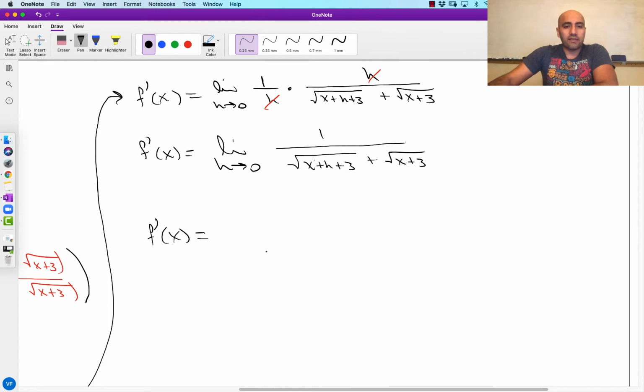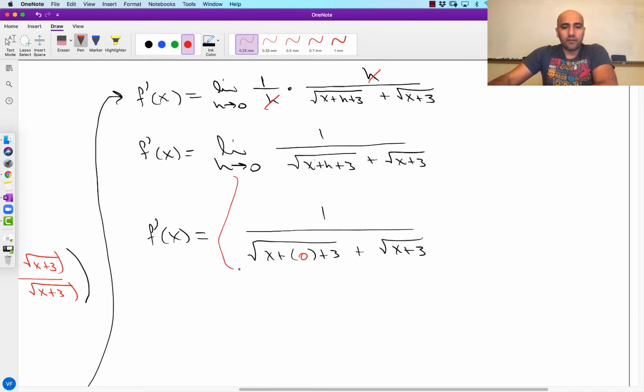The derivative then is equal to giant fraction 1 over square root of x plus blank plus 3 plus the square root of x plus 3. Okay, so now all I have to do is take that 0 from there and put it there. That's where that comes from. The h used to be a 0.